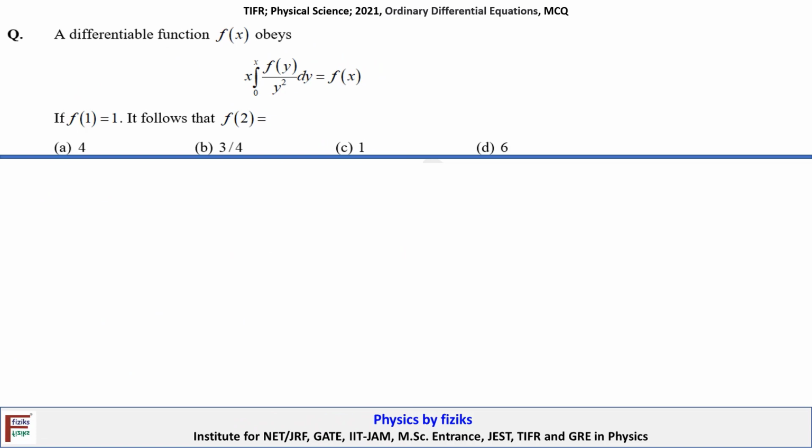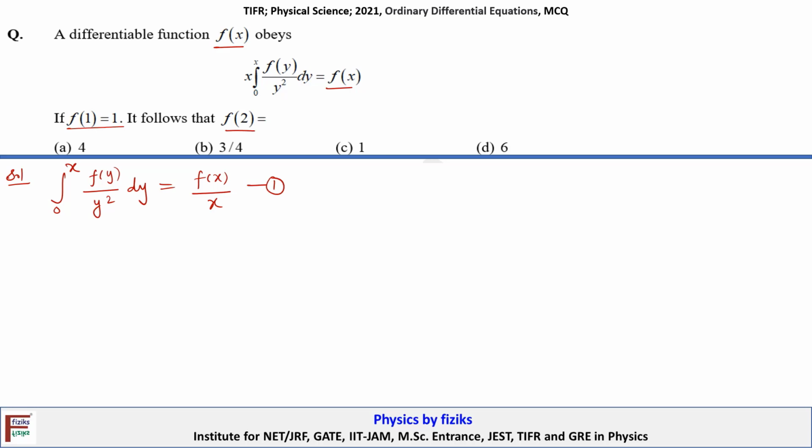A differentiable function f(x) obeys x times the integral from 0 to x of f(y) divided by y square dy equals f(x). If f at x equals 1 is 1, then it follows that f at x equals 2 is? Here the given equation can be written as the integral from 0 to x of f(y) divided by y square dy is equal to f(x) divided by x. This is equation number 1.